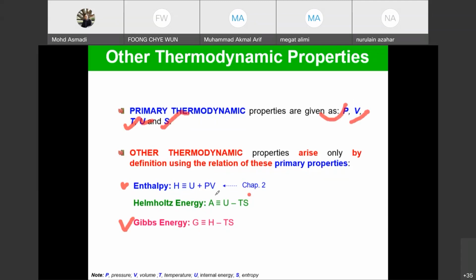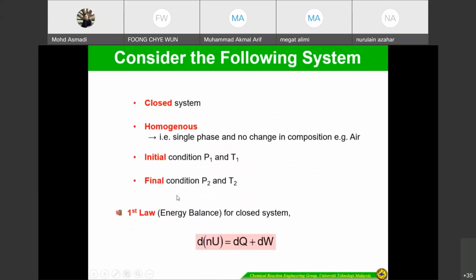Helmholtz energy is for the closed system, generally at the molecular level, and involves internal energy. If you learn about quantum mechanics, you will use this Helmholtz energy. Now we consider a closed system, homogeneous single phase, with no change in composition. If you deal with vapor and liquid, which is two phase, then composition is the primary parameter to consider later when you deal with the binary system. In chapter 10, you have to calculate the composition.